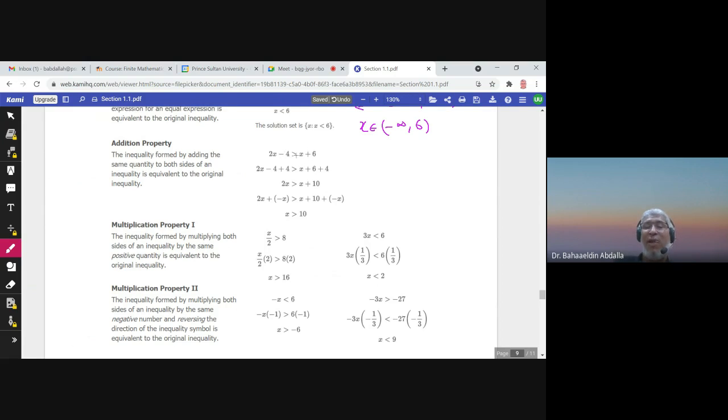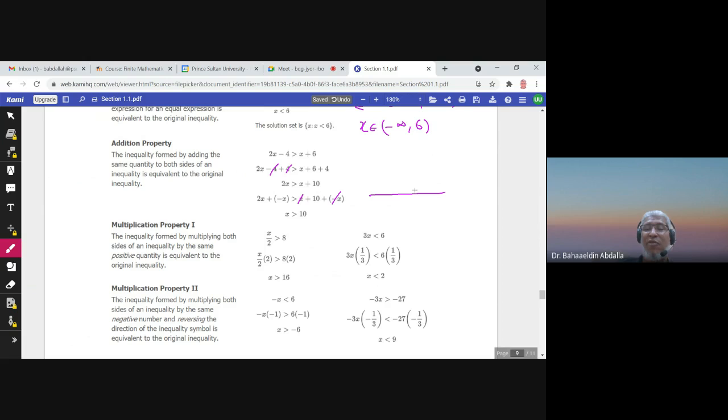For example, usually I need to leave the variable on the left hand side and the numbers on the right hand side. So I have negative 4 here. To get rid of it, I add 4 to both sides, then they cancel, and I have 2x greater than x plus 10. Now I need to get rid of this x, so I subtract x from both sides, and x minus x would be 0, and 2x minus x would be x, so x is greater than 10.